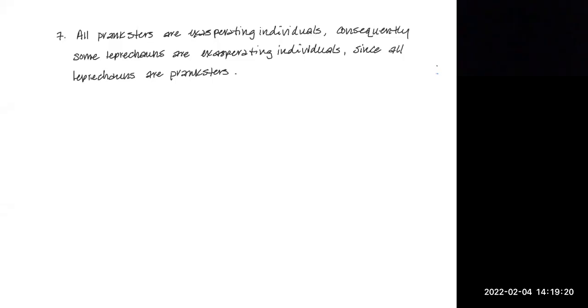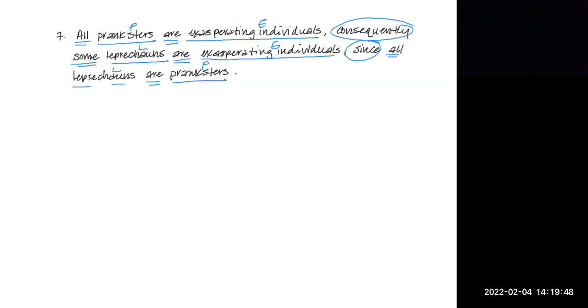Here's another example involving mood and figure. If we start off with the argument, all pranksters are exasperating individuals, consequently, some leprechauns are exasperating individuals. Since all leprechauns are pranksters, we've got pranksters and pranksters, exasperating individuals. Again, if you prefer not to use S and P, you can use other letters, and leprechauns.